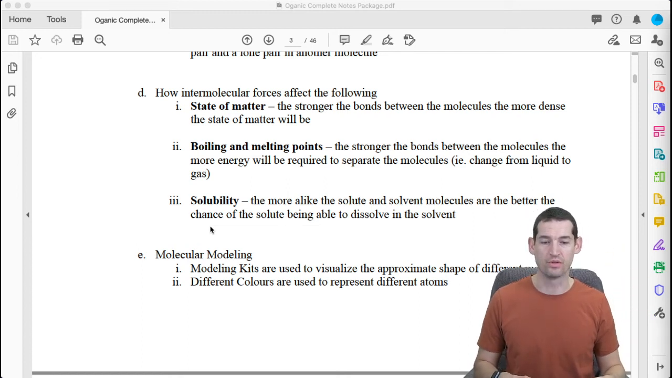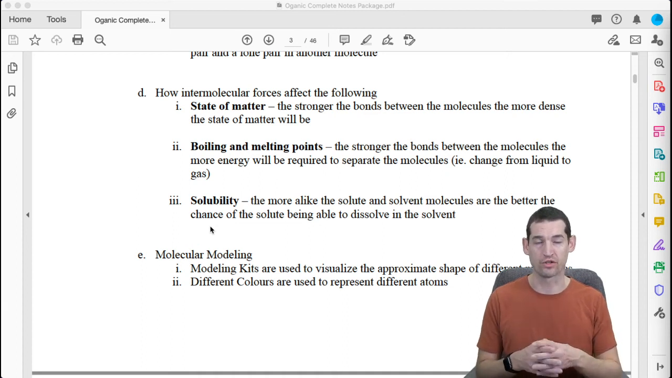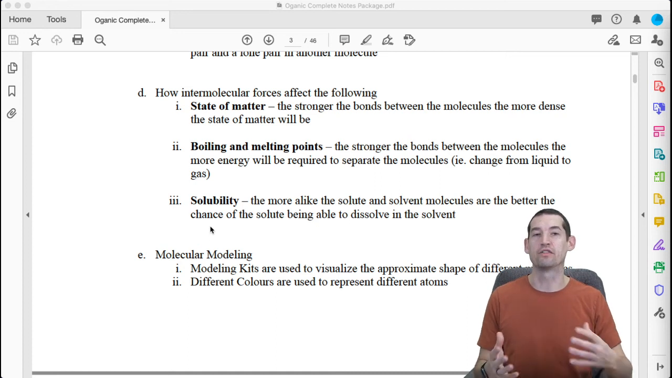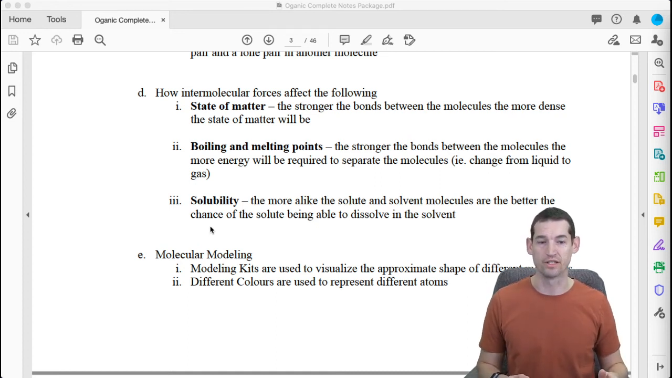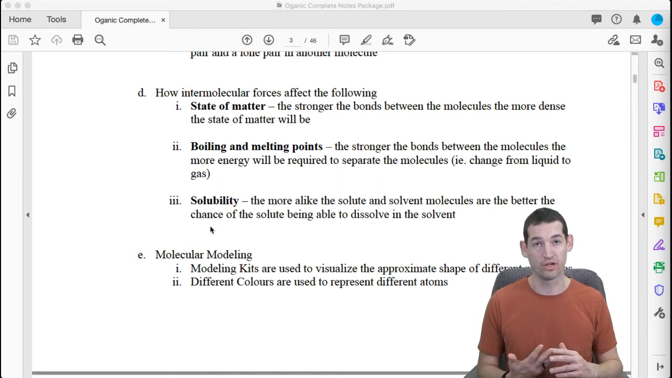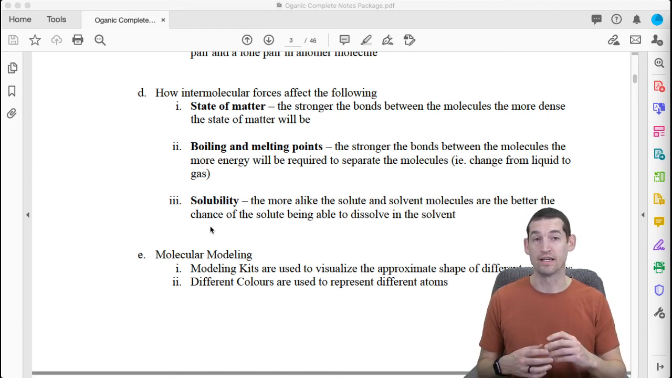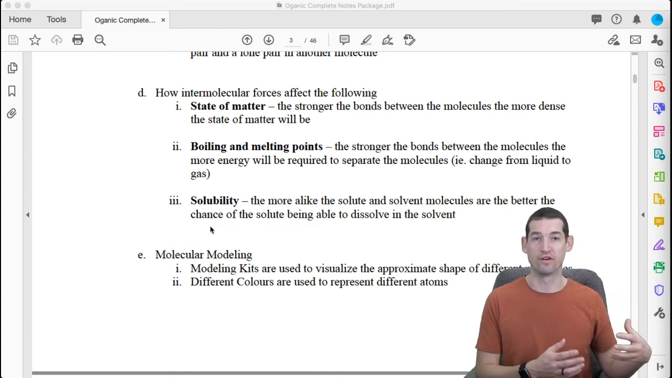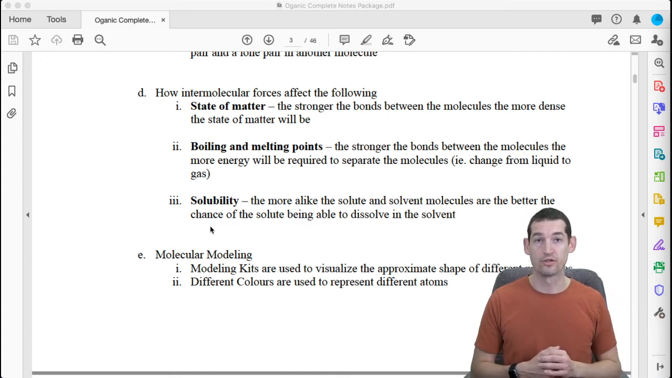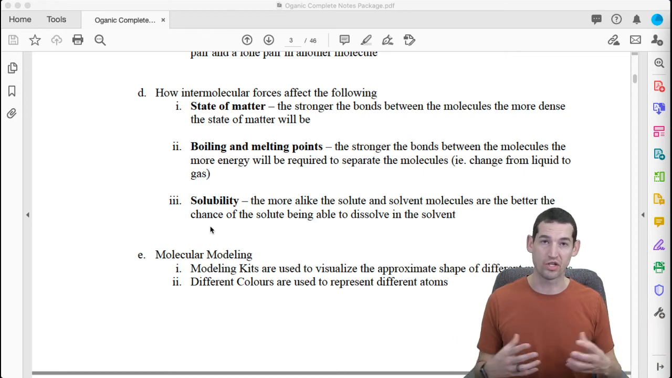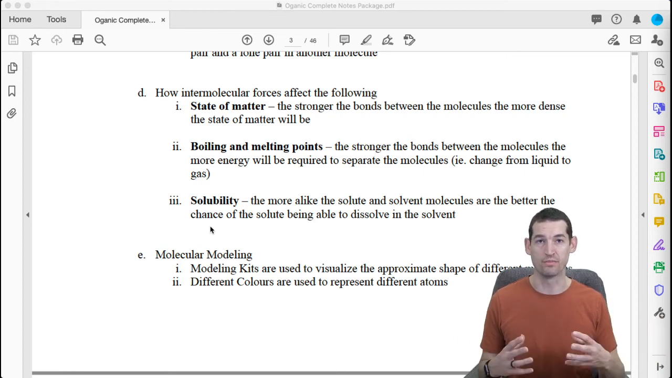And then the last one that we'll use that for is solubility. And the general rule for solubility is like dissolves like. So the more similar two molecules are in terms of their intermolecular bonding, the higher the chance of them being soluble is. So for example, water, we've just mentioned, has all three types of intermolecular bonding. It's a very polar molecule. It likes to dissolve very polar things. So the more similar they are to each other, the better the chance of them being soluble.